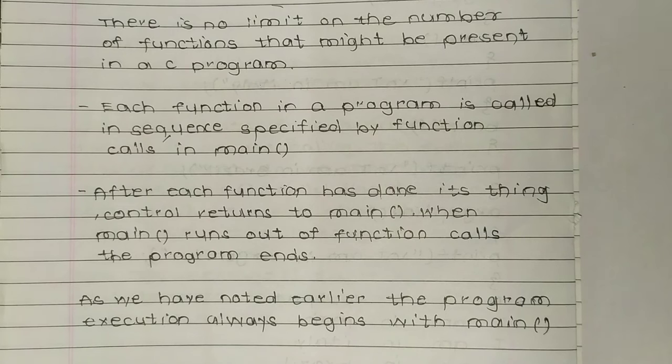So main is a compulsory function, and each C program can have different functions. That means there is no limit on the number of functions that can be placed or written in a program.